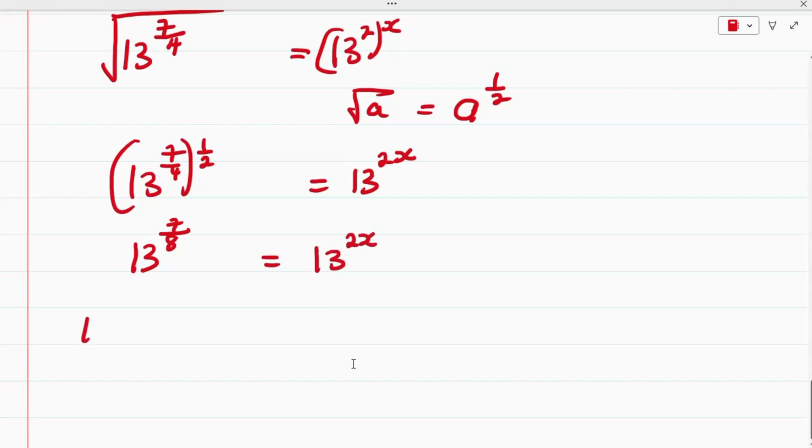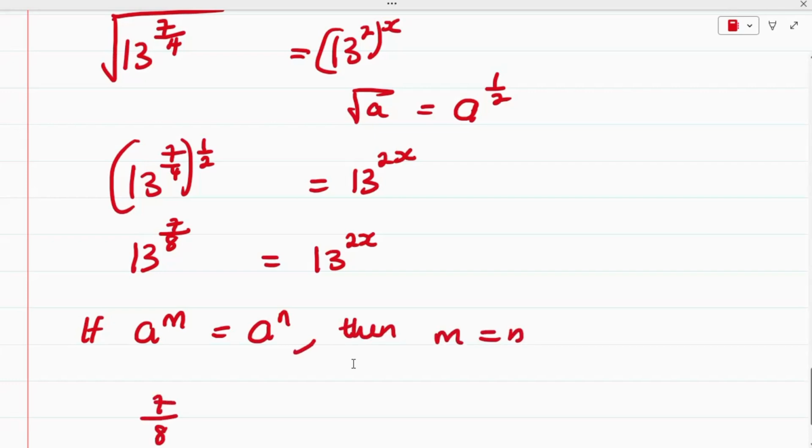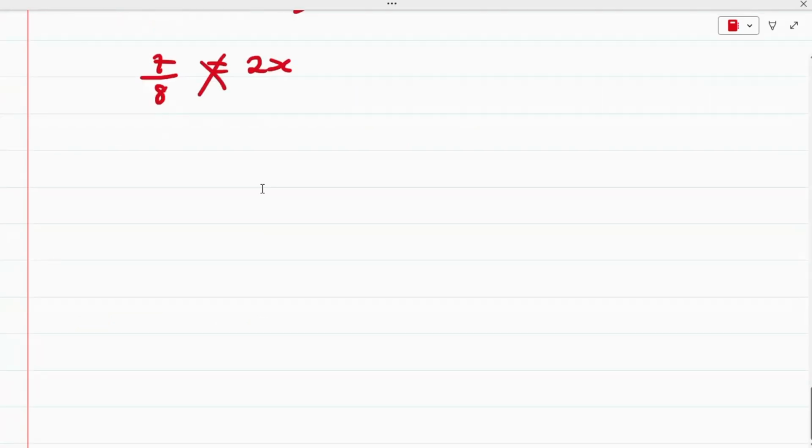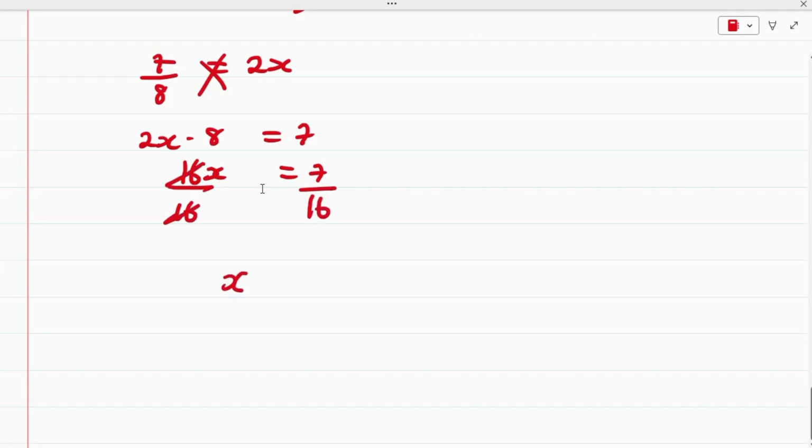And we know that if a raised to the power of m equals a raised to the power of n, then m equals n. So we have 7 over 8 equals 2x. Cross multiplying, we have 2x multiplied by 8 equals 7. 2x multiplied by 8 gives 16x equals 7. So divide both sides by 16 to isolate x. This cancels out this, and we have x equal to 7 over 16. And this becomes the value of x.